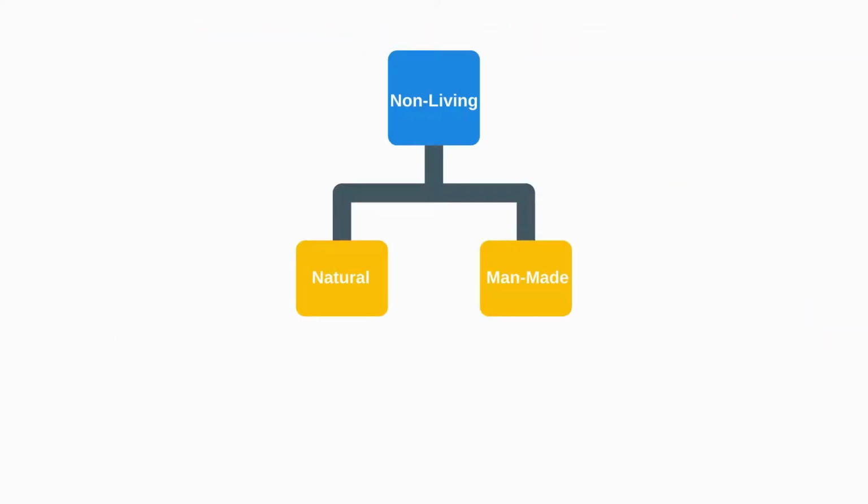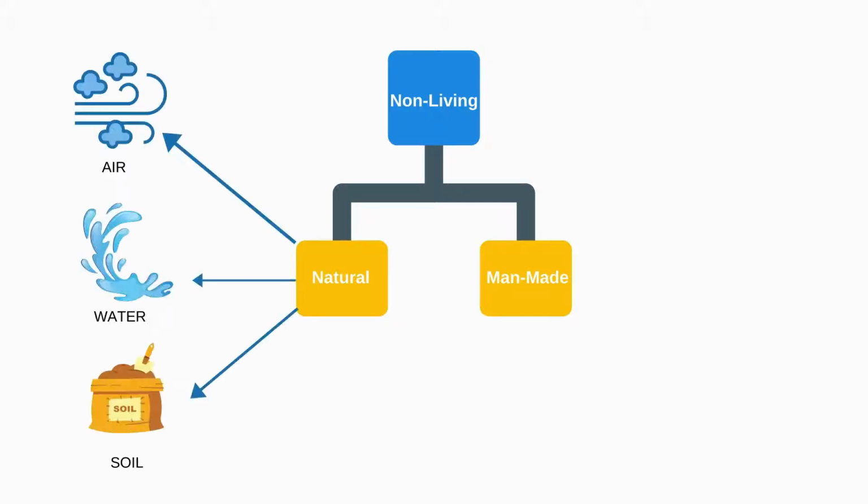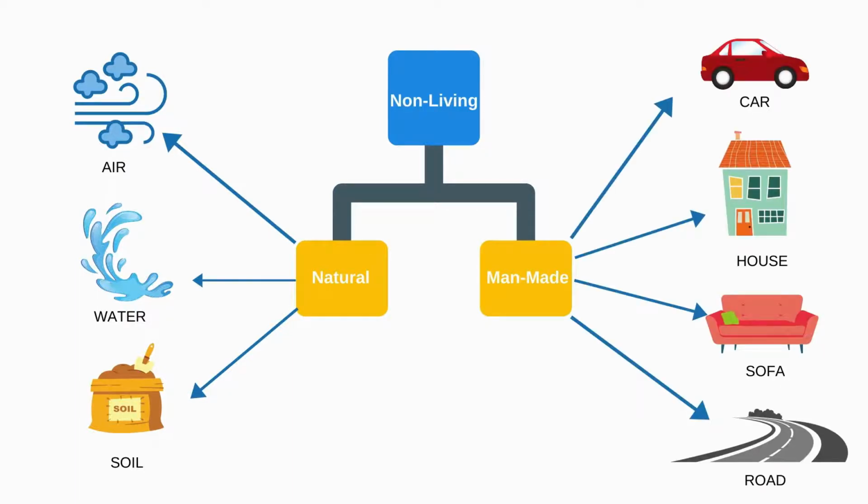Non-living things can be natural and man-made. For example, non-living natural matters are air, water, soil, etc. Man-made non-living things are car, house, sofa, road, etc.